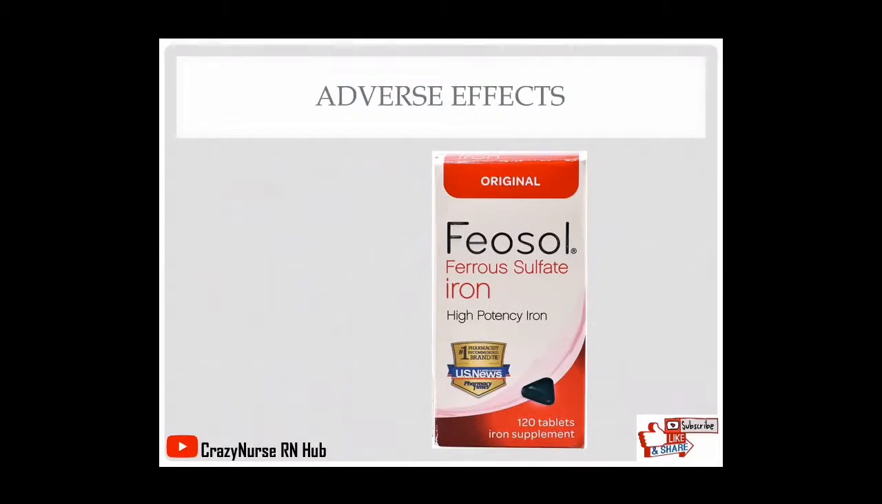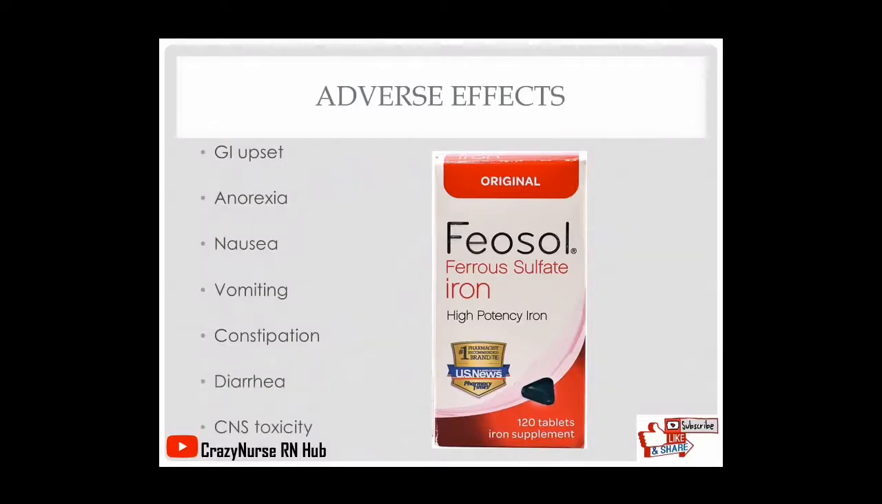We also have here adverse effects: gastrointestinal upset, anorexia, nausea, vomiting. The patient might also experience constipation, and this is a common side effect of your iron supplements or iron medication. That is why we have to instruct the patient to increase fluid intake to prevent constipation. Diarrhea and CNS or central nervous system toxicity, okay? Because if there is too much iron in the body, it could be toxic to our nerves.